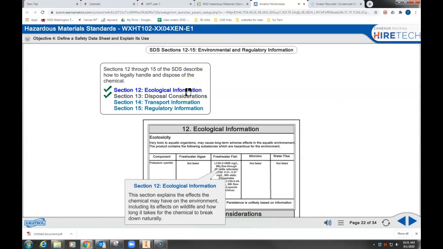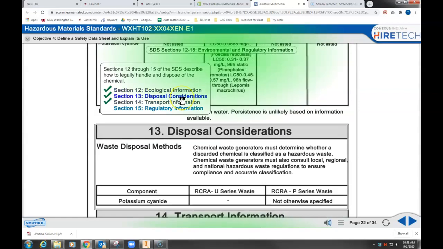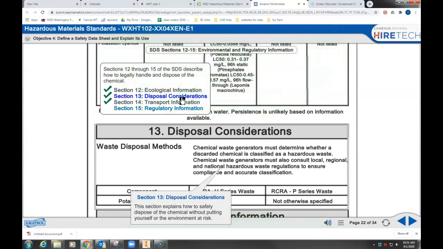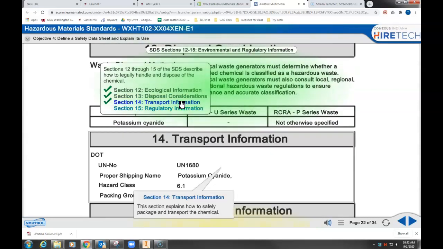This section explains the effects the chemical may have on the environment, including its effects on wildlife and how long it takes for the chemical to break down naturally. This section explains how to safely dispose of the chemical without putting yourself or the environment at risk. This section explains how to safely package and transport the chemical.